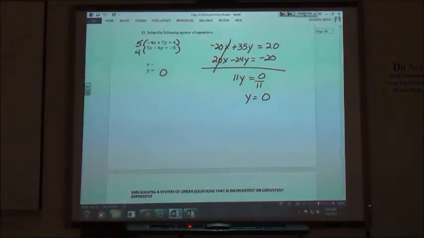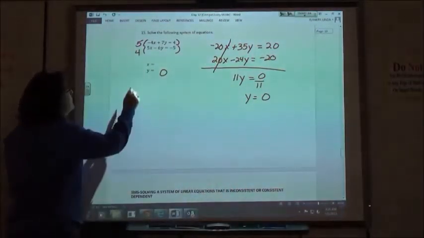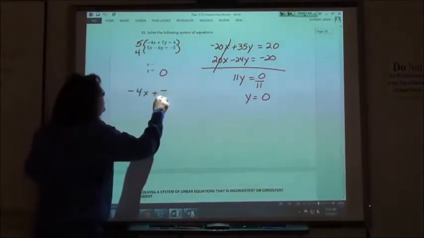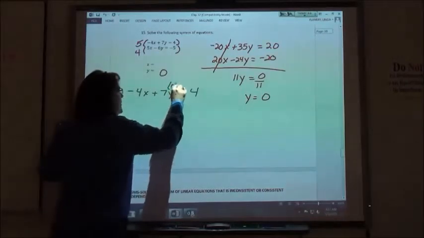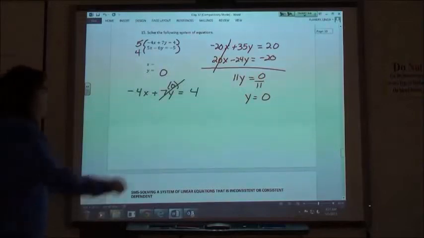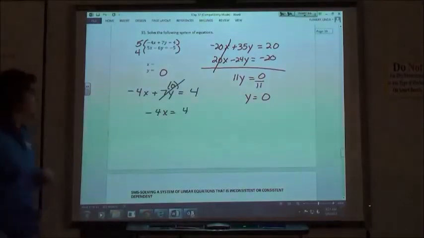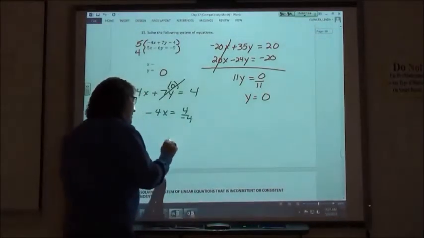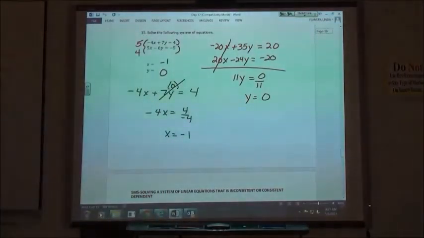Which equation should we use to find the x? Let's use the top one. Negative 4x plus 7y equals 4. We know that in place of the y we can put 0, and 7 times 0, just going to get rid of that one, right? Yeah. So negative 4x equals 4. So when we divide, equals negative 1. Oh yeah, I have to bring my negative down. Don't forget that sign, negative 1.